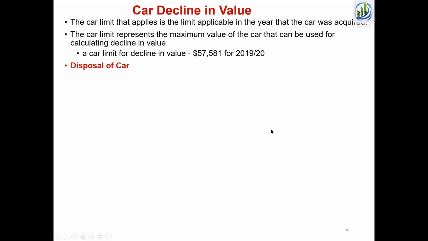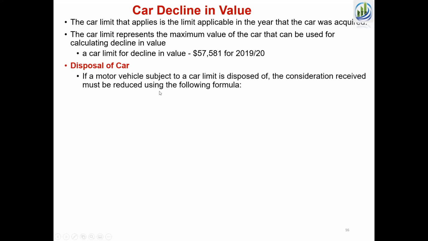So car declining value, this is the one that I noticed I did not share with you guys, right? The car limit declining value will depend on your car limit for that particular year, right? So when you are disposing of the car, how much maximum can we claim? As I said a couple of minutes before, your maximum car limit will vary every year, right? Car limit will vary every year.